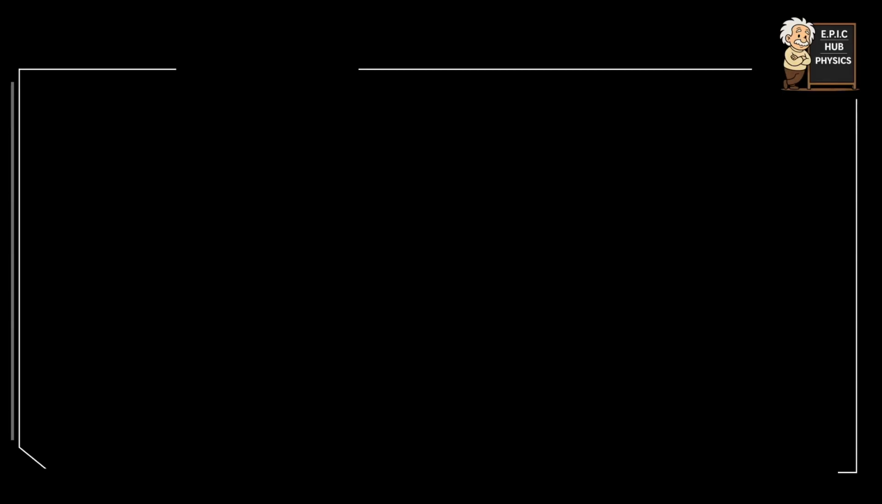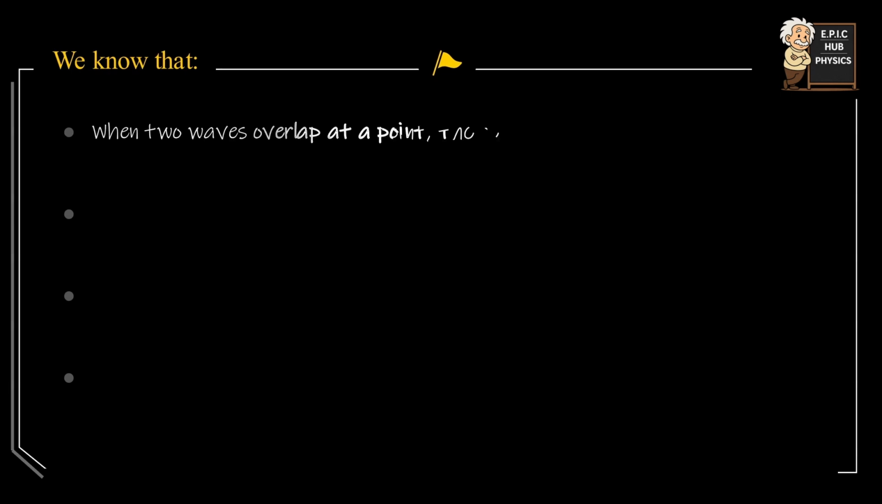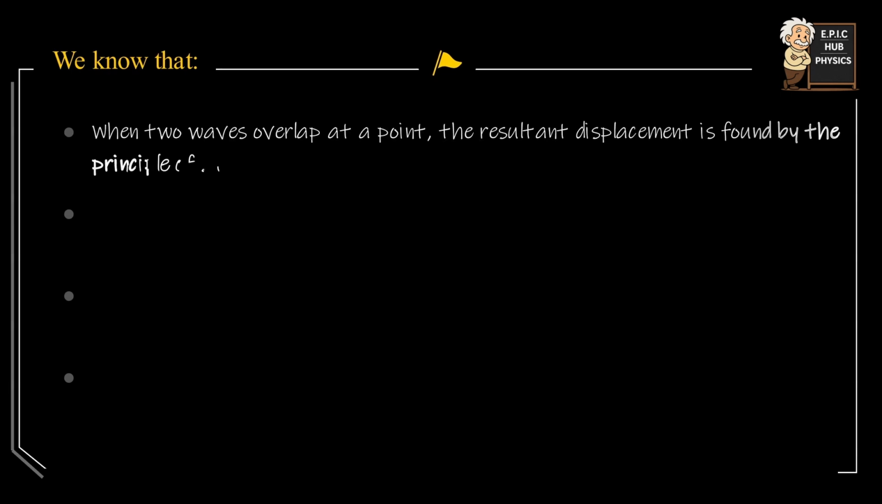This question tests our understanding of superposition and interference of waves, particularly how amplitudes combine when waves overlap. What do we know? When two waves overlap at a point, the resultant displacement is found using the principle of superposition. This principle states that the displacement produced at the point where two waves meet is given by the sum of the displacement of the individual waves.